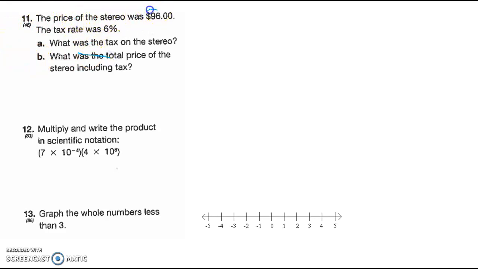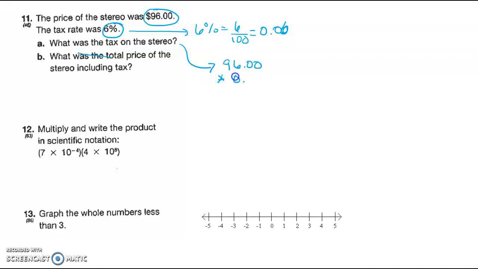Okay. The price of a stereo was $96 and the tax rate is 6%. So we have to make sure that we go 6%, which is 6 per 100, which is 0.06. We're going to want that in decimal form. The first thing we're finding is the tax on the stereo. So tax is 96 times 0.06, and this gives us the tax. So 96 times 0.06 is $5.76. So that's the answer to A.